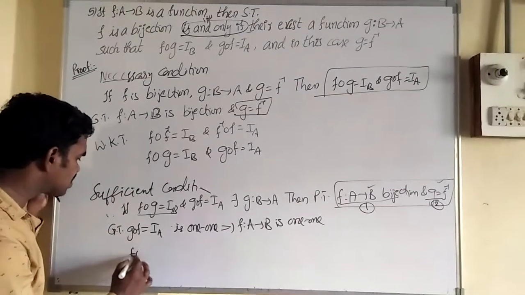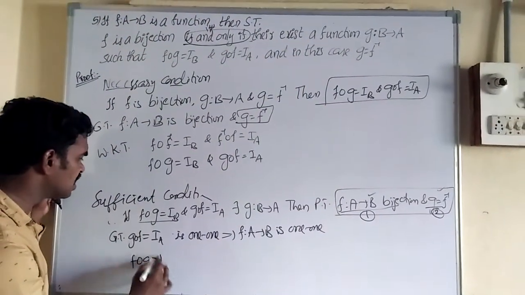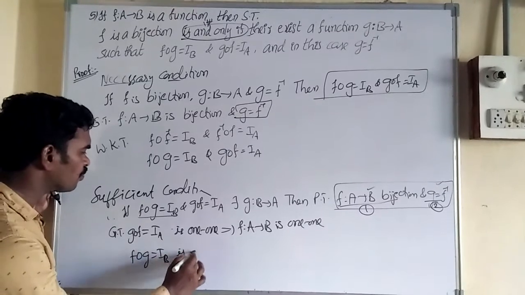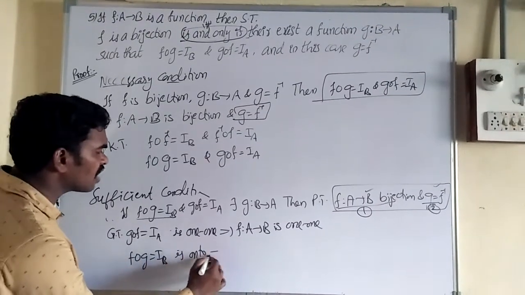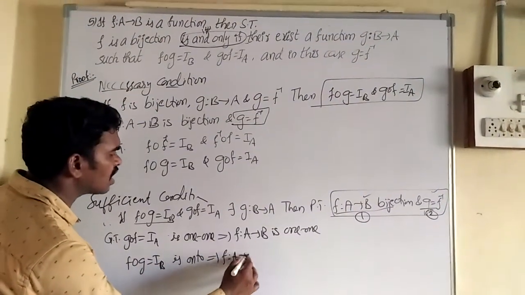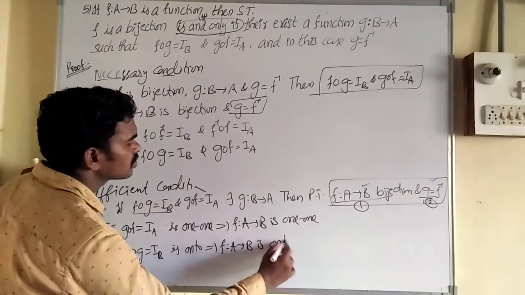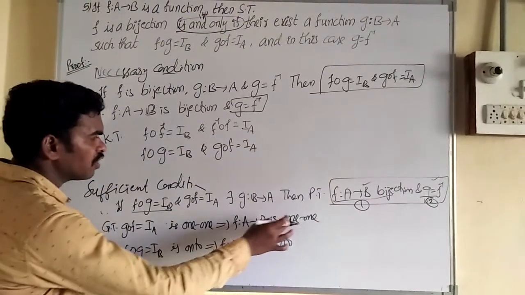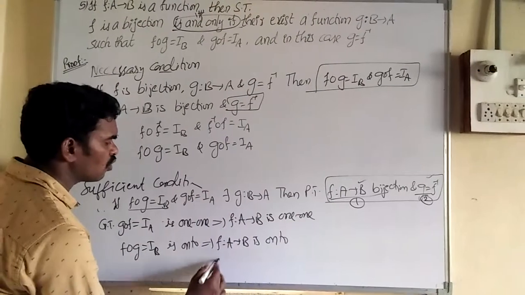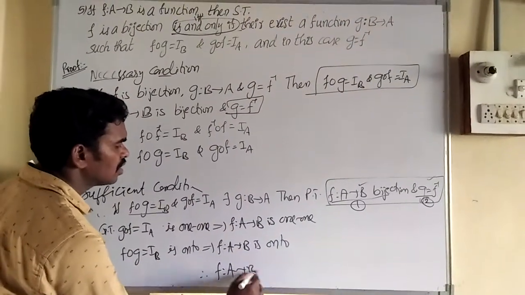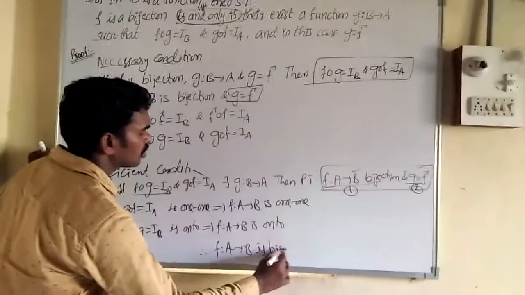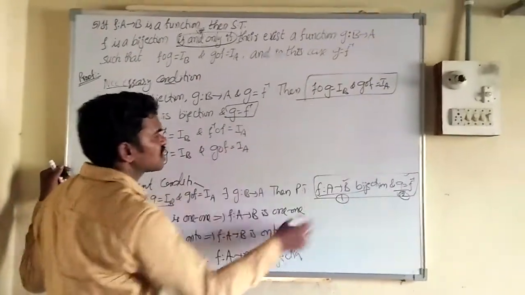Next, f circle g is equal to I_B is the second one. It is onto. If it is onto, therefore f from A to B is onto. So therefore f from A to B is 1-1 and onto. Therefore f maps from A to B is a bijection. Okay, first one is proved.